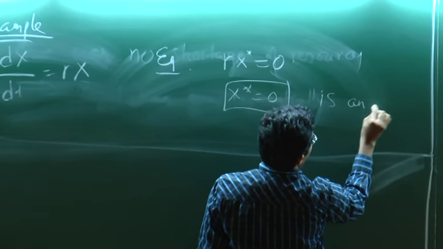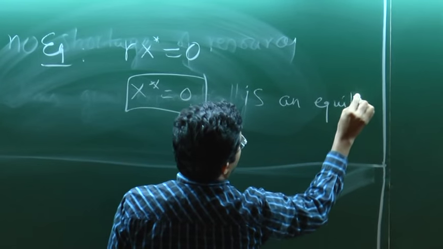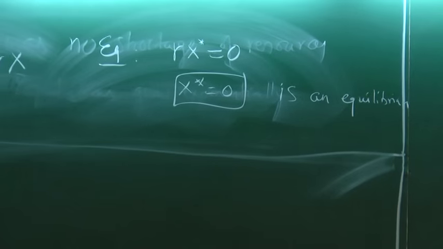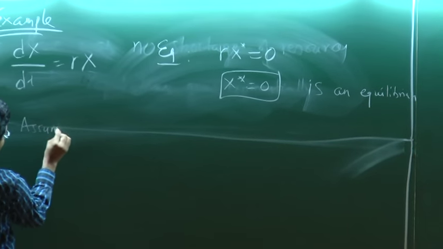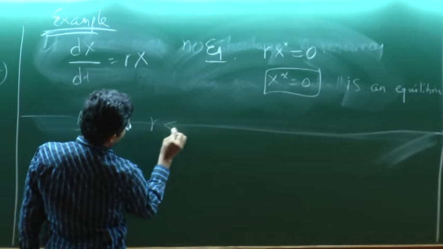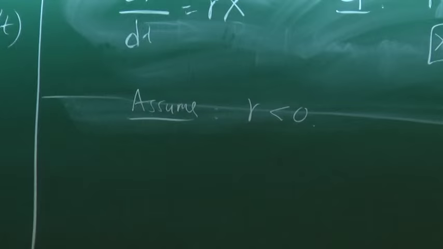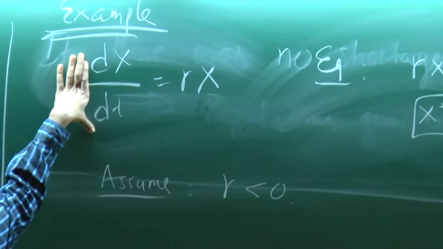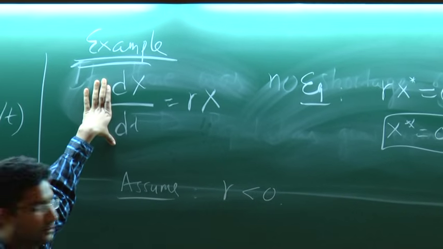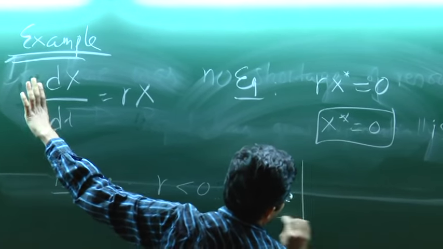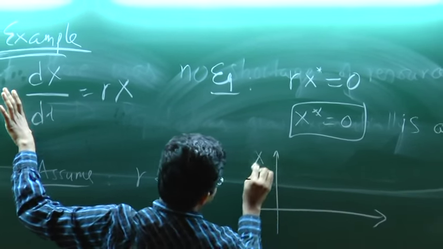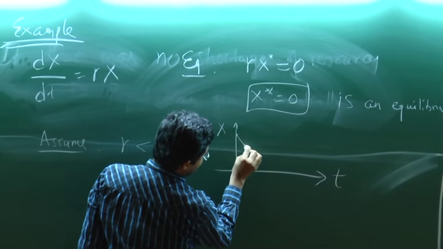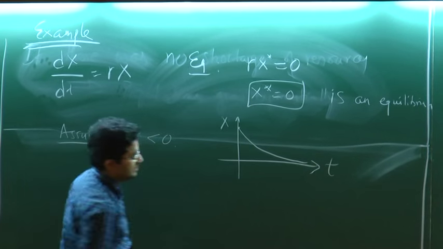Is an equilibrium. Okay, let us assume for the sake of simplicity that r is negative. If r is negative, what will happen to this value of x as a function of time? If I were to plot x as a function of time, what will happen? Any value you start from will eventually decay to zero, right?